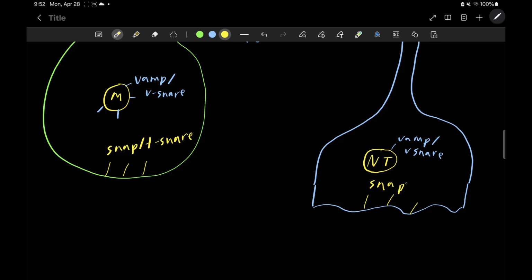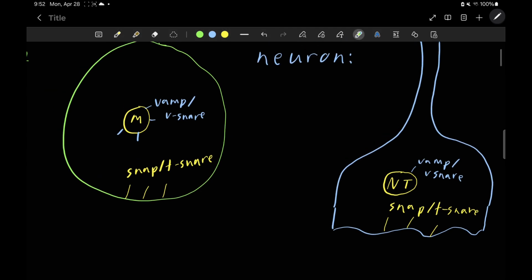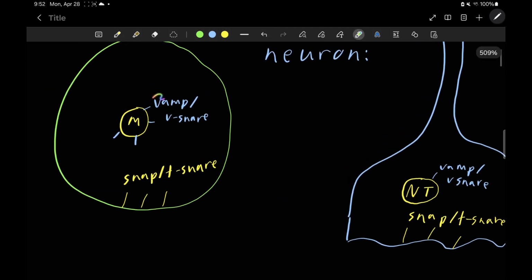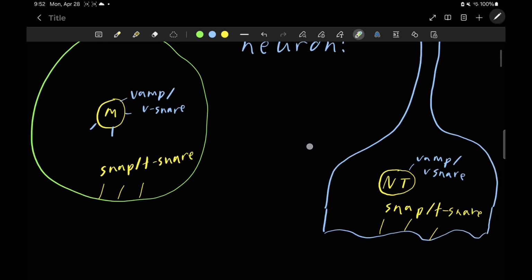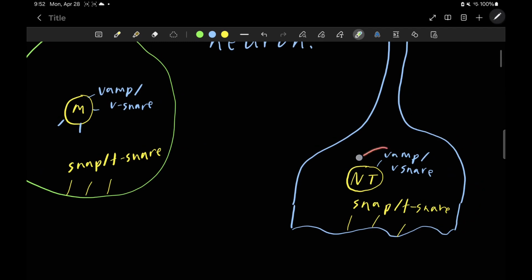Snap or T snare. An easy way to remember which is which: for a vamp / V snare, they both have a V. And V, you can remember vesicle. So vamps and V snares are found attached to the membrane of your vesicle, whereas the other one, snap / T snare, is attached to the membrane of your cell itself.